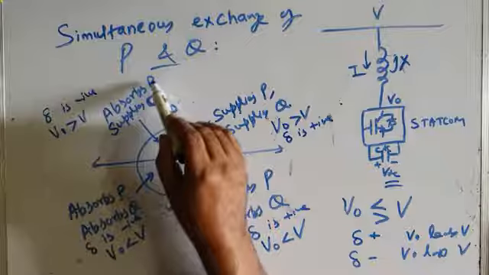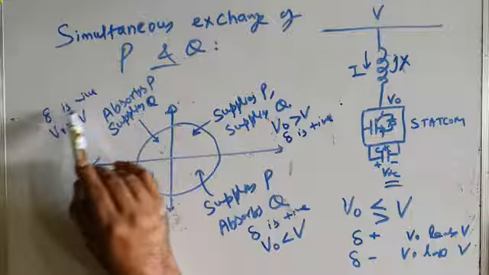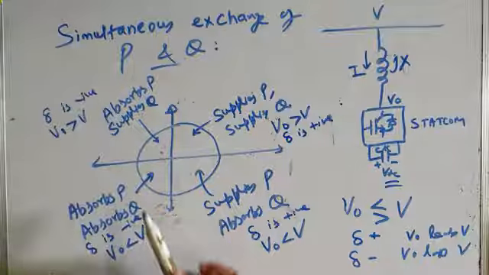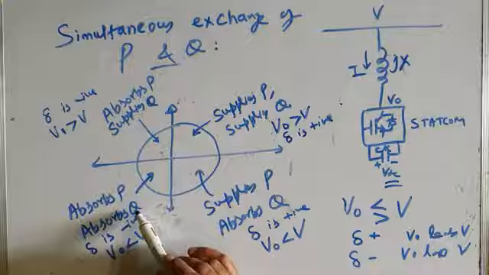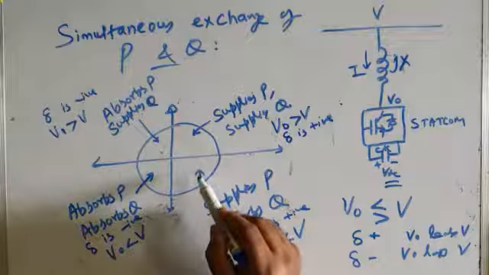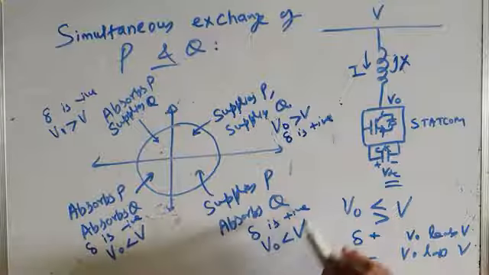For absorbing active power from the AC bus and supplying reactive power, your controller should make delta negative and V naught greater than V. For absorbing active power as well as reactive power, your controller should make delta negative and V naught less than V. And for supplying active power and absorbing reactive power, your controller should make delta positive and V naught less than V.